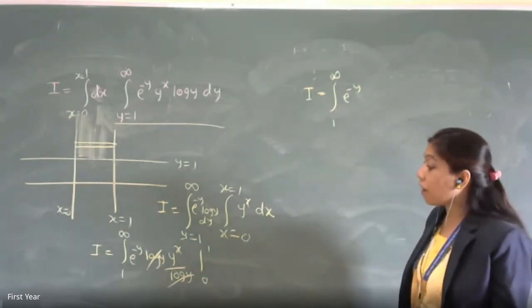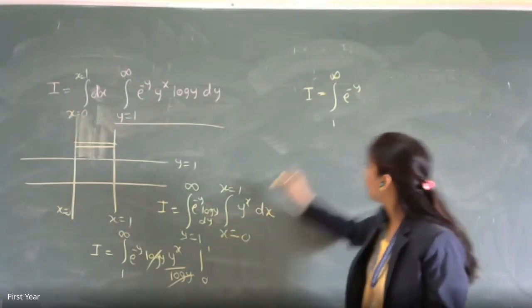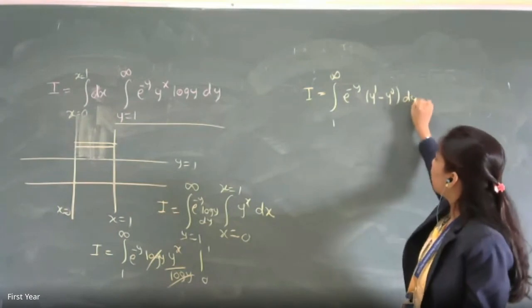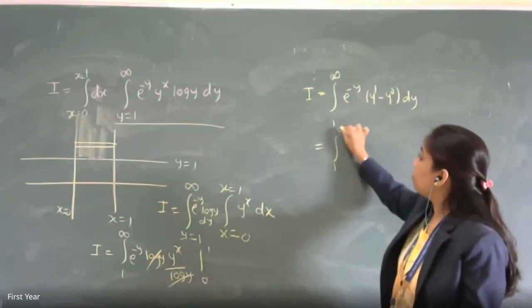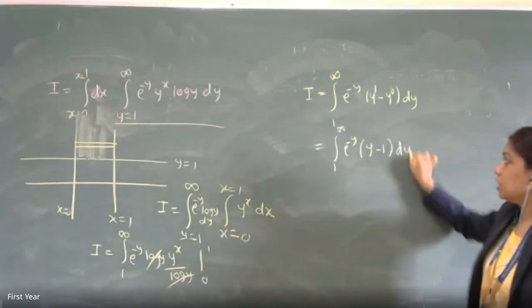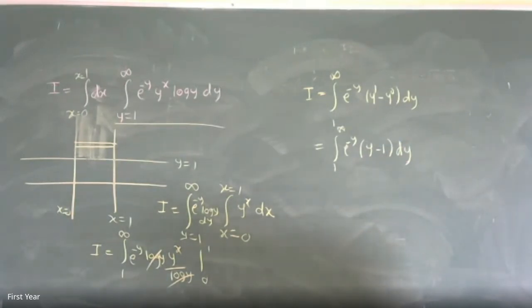Therefore, your integration is 1 to infinity e raised to minus y. Put the limit of x. ये किसका इंटीग्रेशन था? x का. The upper limit of x is 1. So it is y raised to 1 minus y raised to 0 dy, which is integration 1 to infinity e raised to minus y into y minus 1. And is this integration easy now? Yes. This you do by parts.